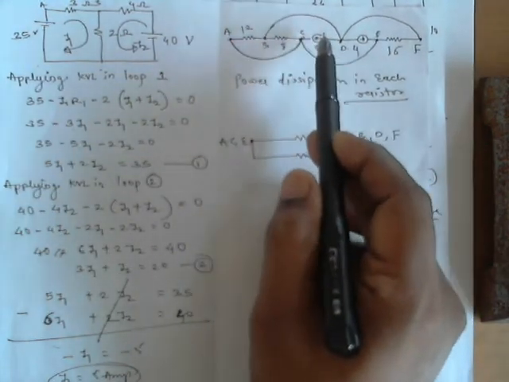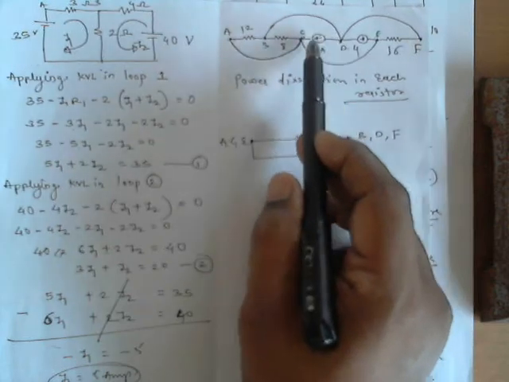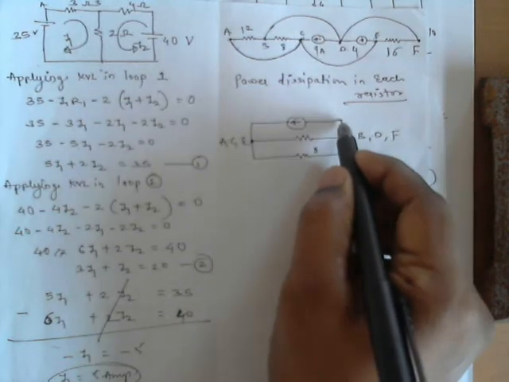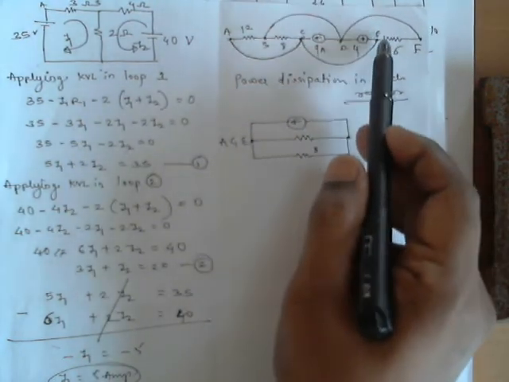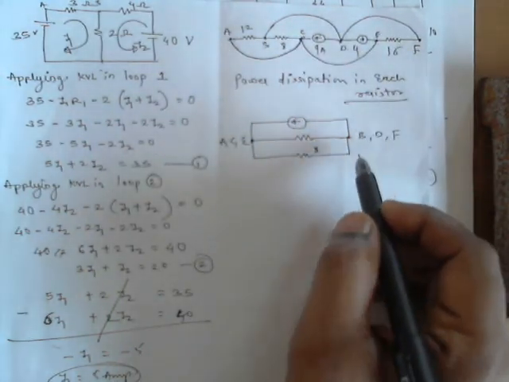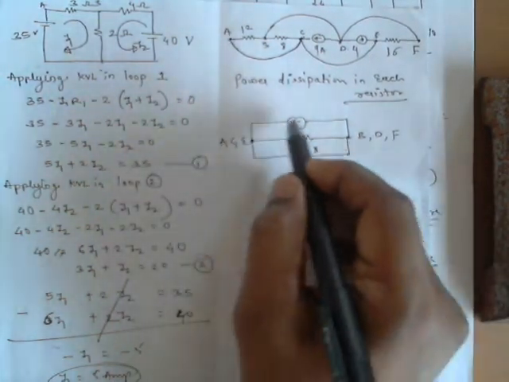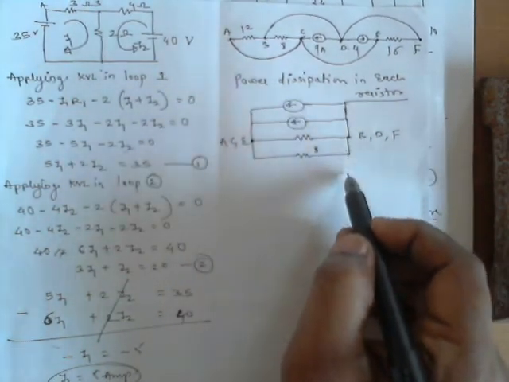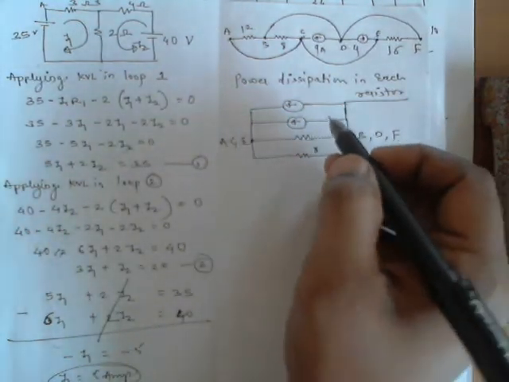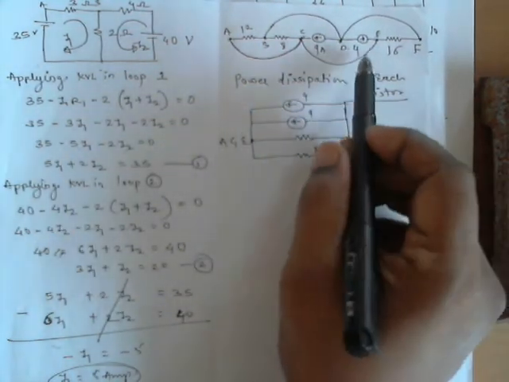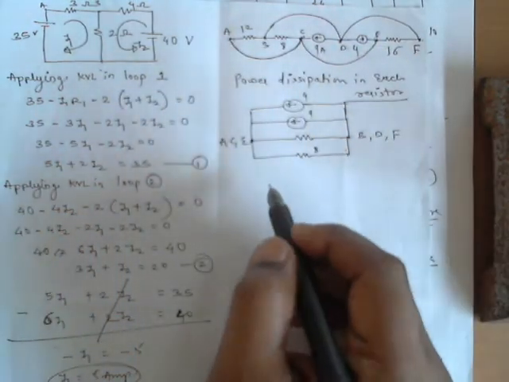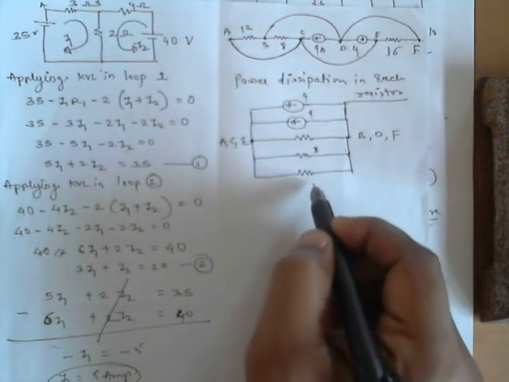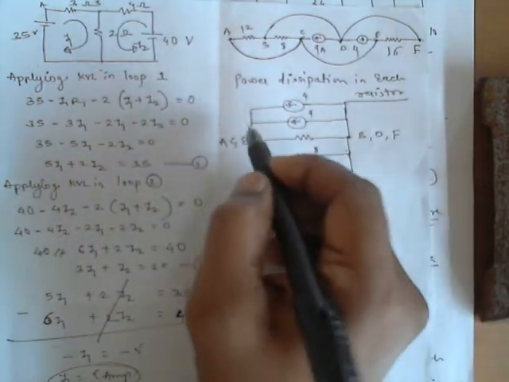Between C and D, there is a 9 ampere current moving from D to C. Moving from D to C, 9 ampere current. Between D and E, there is a 4 ampere moving from D to E. D to E means again in same direction. You can show it here also, no any problem, no any issue. This is 4, this is 9. Between E and F, there is a 16 ohm resistance. This is the simple circuit.